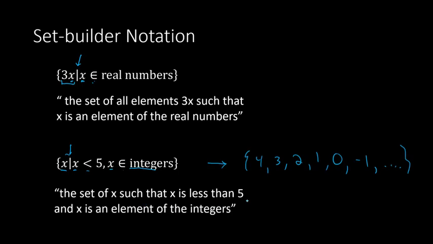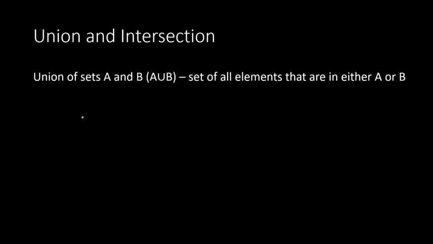Now, some other concepts of dealing with sets. We have what's called unions and intersections. So here, we say a union of set A and B. The notation looks like this. So A, and then this U right here, U for union. So A union B. And what this means is the set of all elements that are in either A or B. So in other words, it's combining the sets.